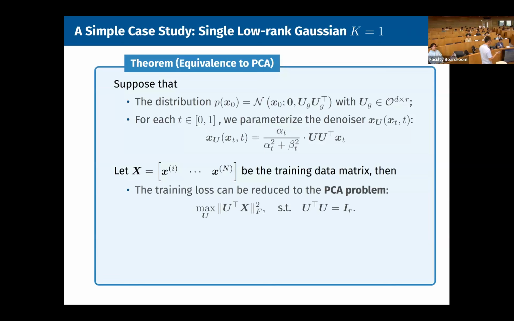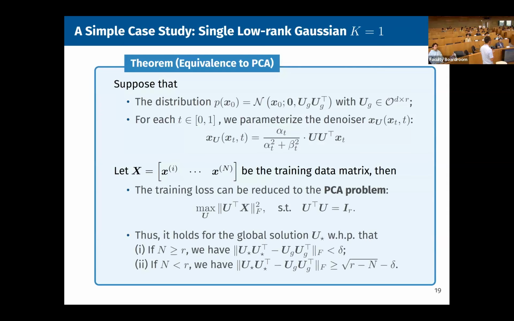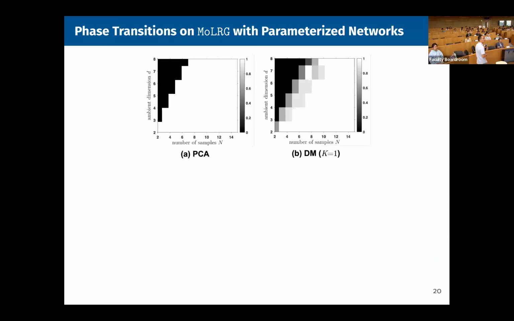Now, we show this is a PCA problem, a very classical problem that is well studied in statistics. So there's exactly a phase transition in how many samples we need to learn the basis U. Borrowing from the classical theory, when the number of samples is larger than the intrinsic dimension, we can learn the basis, and if it is smaller than the intrinsic dimension, we cannot. There's exactly a linear dependence between the intrinsic dimension and the number of samples. We can show this through numerical experiments: this is a phase transition in PCA, and this is when we're training the diffusion model.